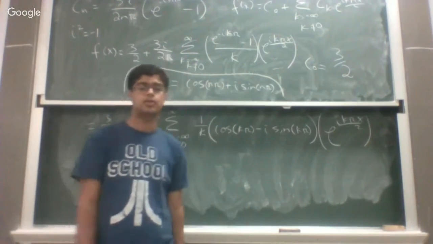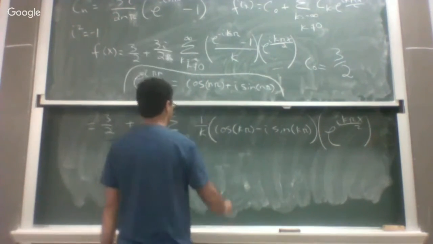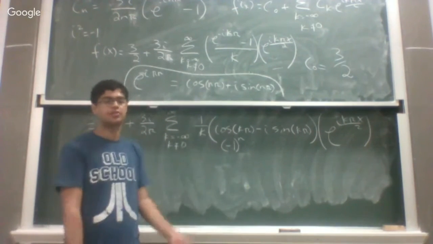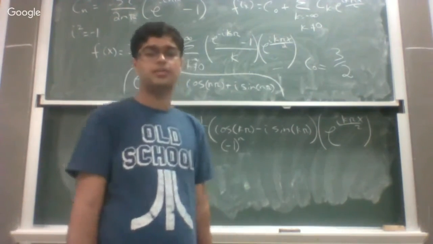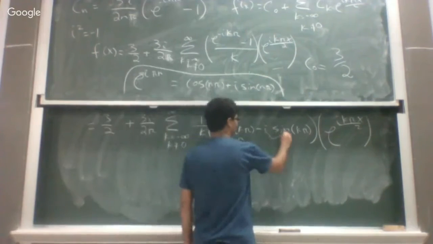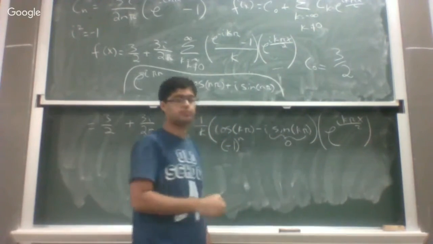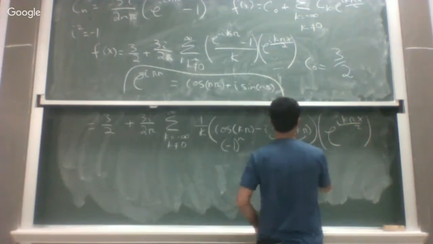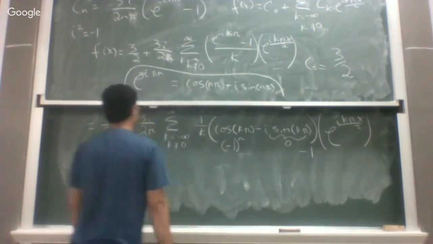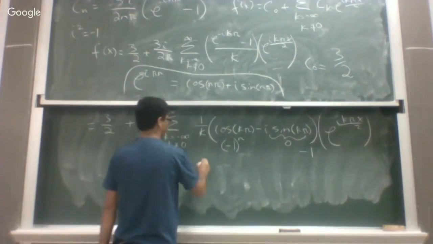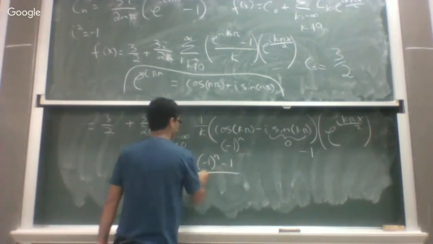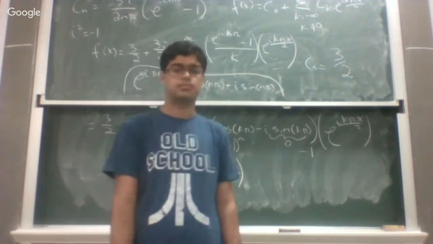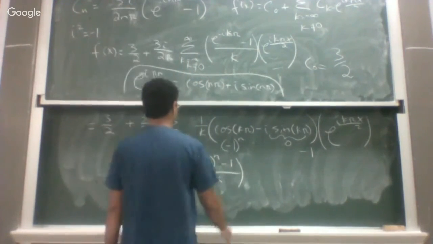What is cosine of k pi? It depends on negative 1 to the n. Negative 1 to the n. That's how it alternates with the k values. What is sine of k pi? Always 0. So then, oh, I forgot the minus 1. We still have a minus 1 here. So this portion becomes negative 1 to the n minus 1 divided by k. Or this actually is a k up here.